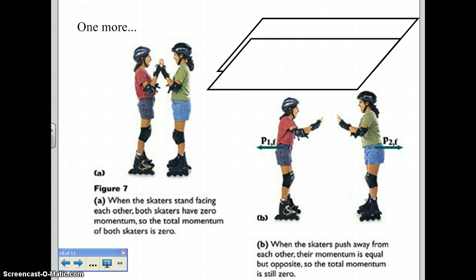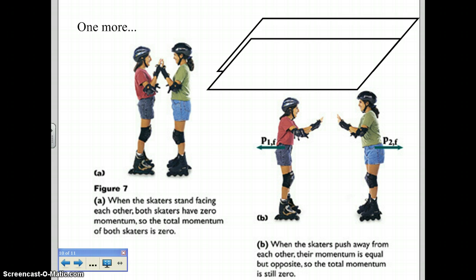There you go on that one. So for B, when the skaters push away from each other, their momentum is equal but opposite. But that means what, guys? That means that they had to push off with the same amount of force towards each other to make each other move backwards. Also, their mass needed to be conserved as well, i.e.